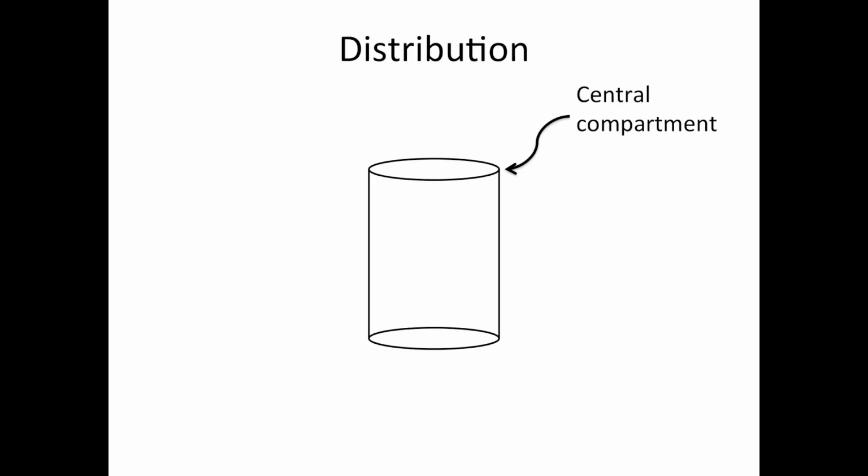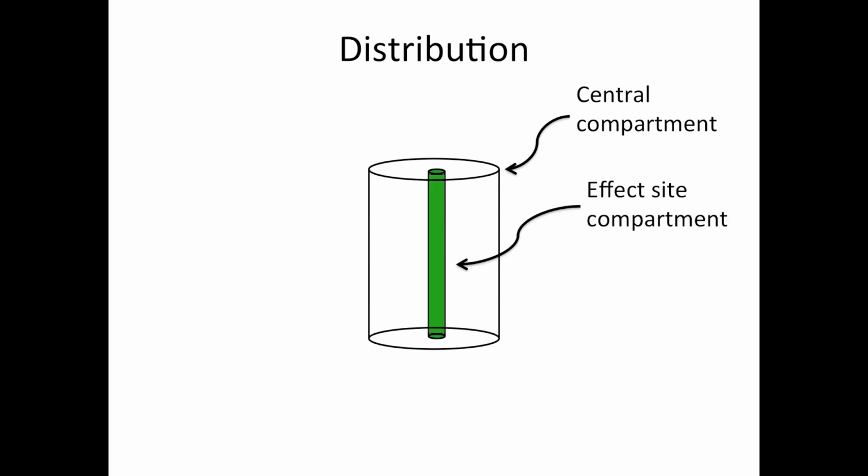Distribution refers to how the drug is spread throughout the body and is dependent upon the physicochemical properties of the drug as well as organ perfusion. As a concept, it is useful to think of the body in terms of a central compartment comprising the plasma and represented by this cylinder, with access to the effect site represented by the central green cylinder.